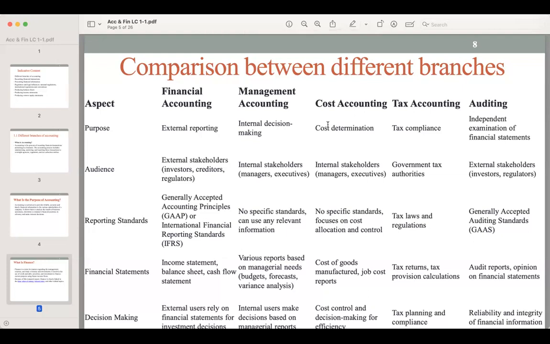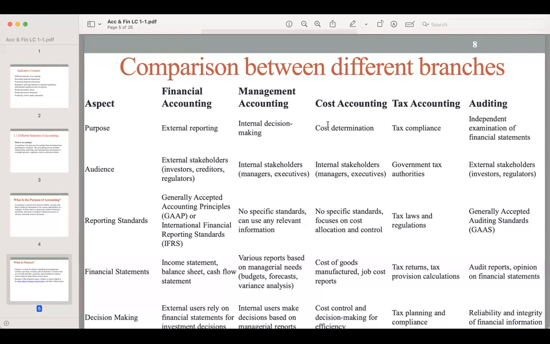Next is tax accounting, a very important topic and very important subject. Tax accounting deals with the preparation and filing of tax returns for individuals and businesses. Tax accountants ensure compliance with tax laws and regulations while minimizing tax liabilities. They help individuals and organizations navigate the complex world of taxes, claim eligible deductions, and fulfill their tax obligations in a lawful manner.